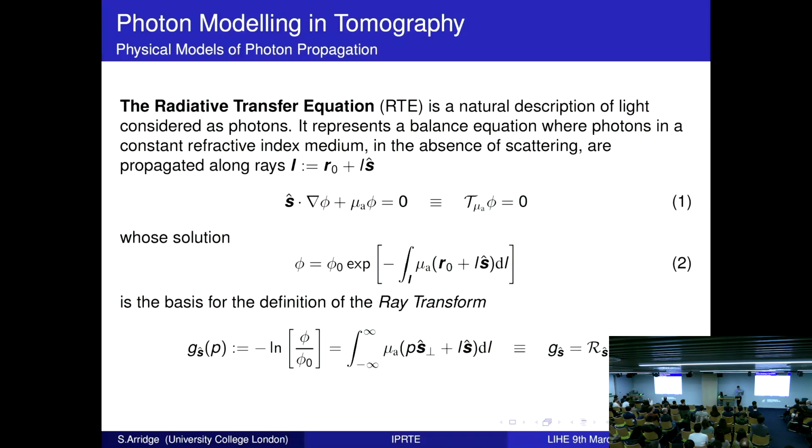There are some differences, but it's essentially a balance. It's a phenomenological result. It's just a balance equation. And as I mentioned, in the absence of scattering and absorption, we can just propagate light along rays. So if we have a ray direction, S hat, just an element on the sphere, L is a distance along it, and R is the starting point, then we just have the intensity transporting along the ray.